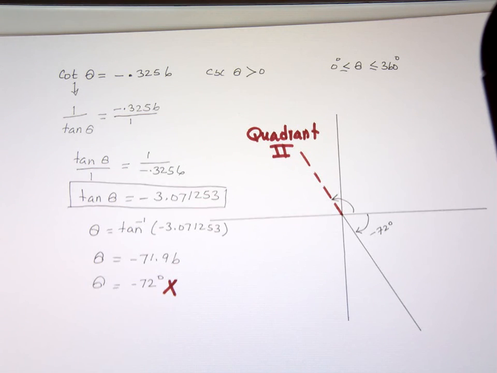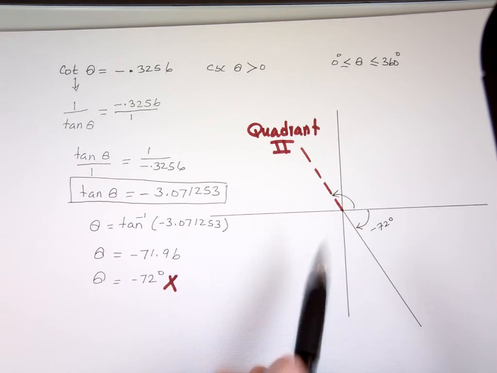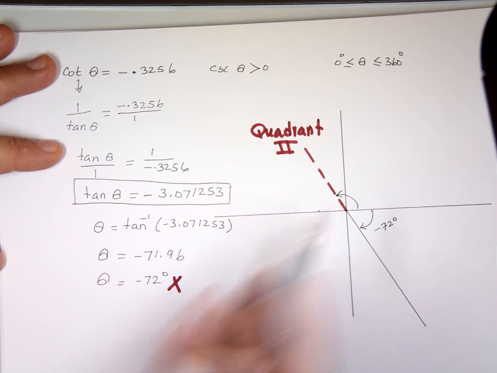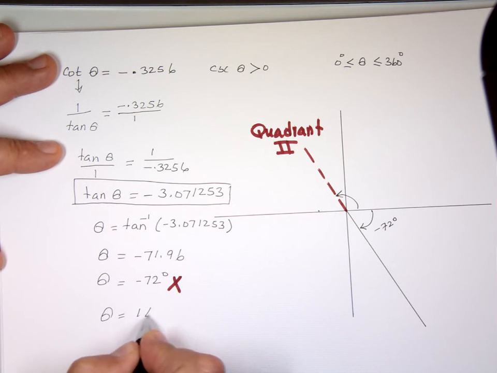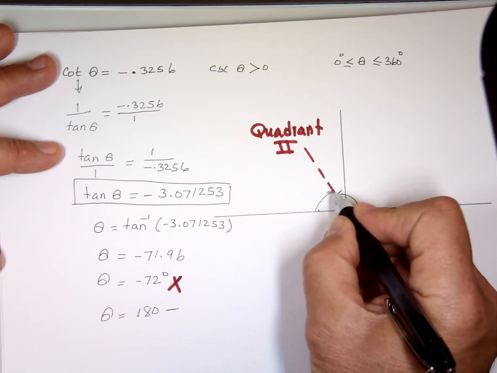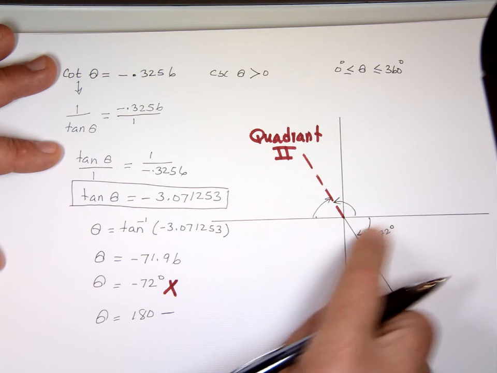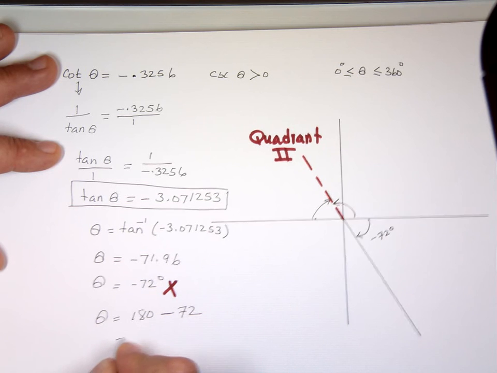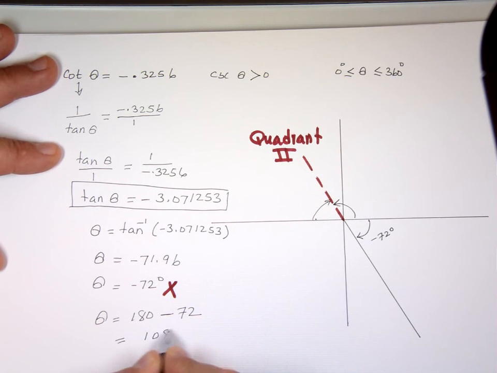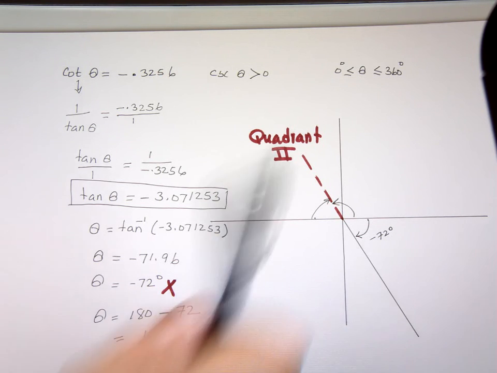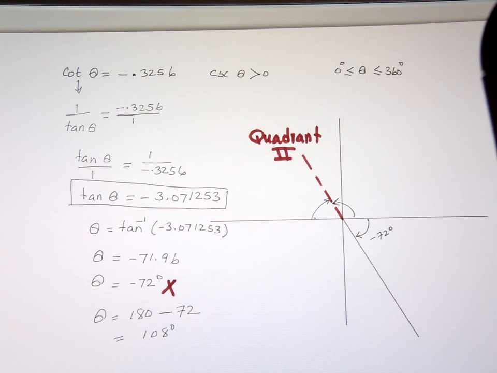How do you get that angle? If I travel all the way to here, how many degrees did I go? 180. But now I need to subtract from it the size of this opening. How big is that opening? 72 degrees, the same size as this one. Which gives 108 degrees. And 108 is bigger than 0, less than 360, and is in the second quadrant. That'll be the correct answer to that question.